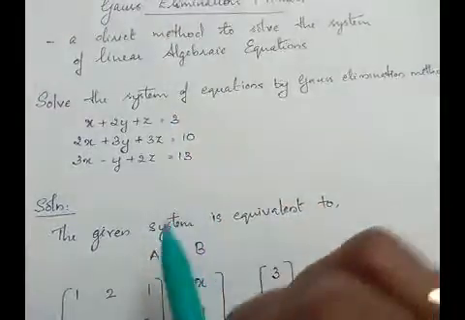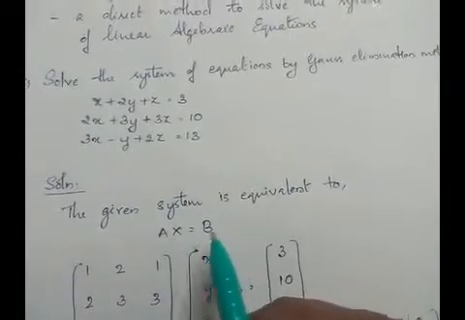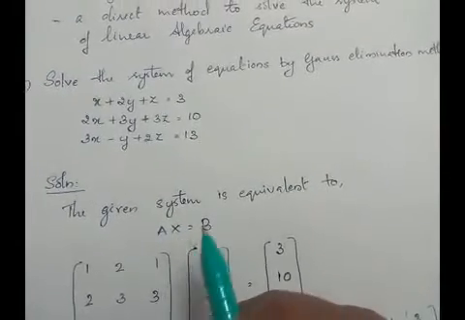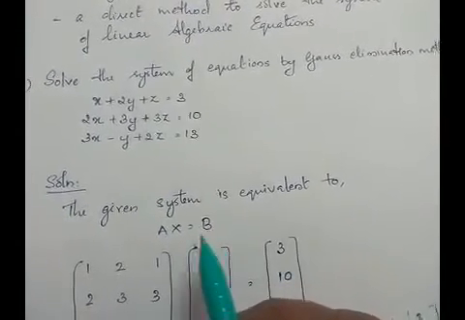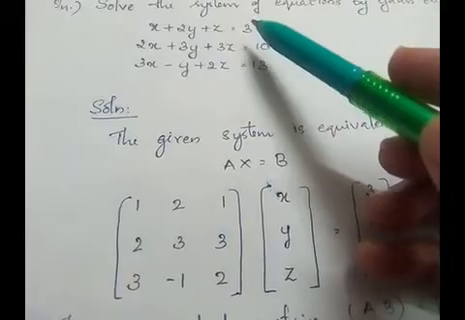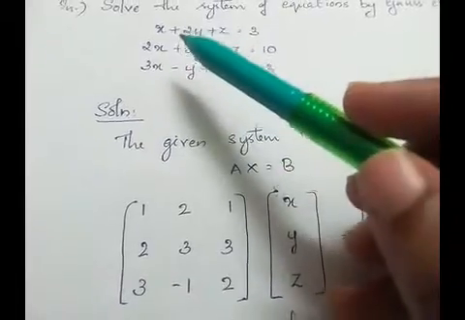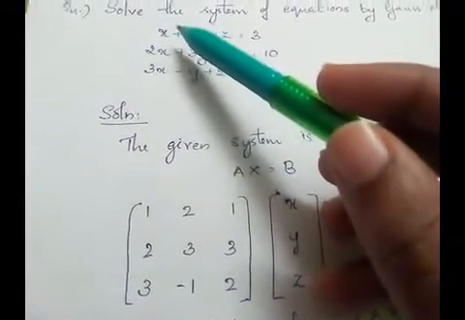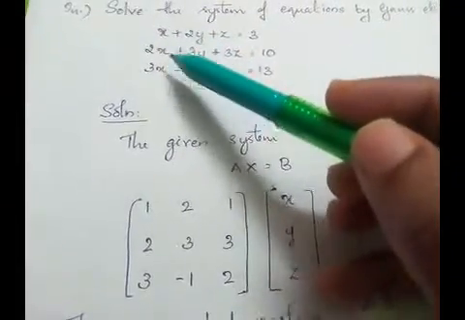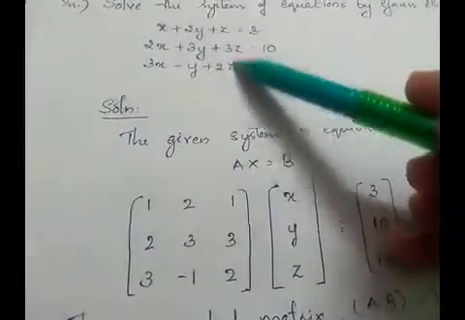So the equivalent matrix representation of a linear set of equations is AX equal to B, where A is the coefficient matrix, X is the matrix of unknowns, and B is the constant matrix. Now, a coefficient matrix means a matrix with the coefficient values of the system of linear equations. The first column of the matrix represents the coefficients of x in all the three equations. Likewise, the second and third columns represent the coefficients of y and z respectively.